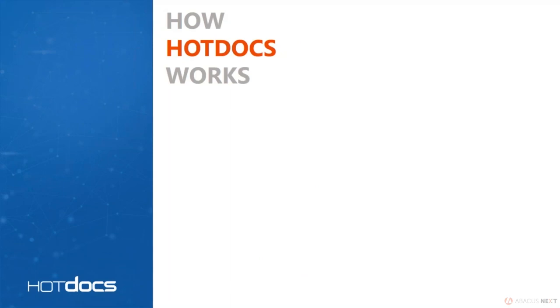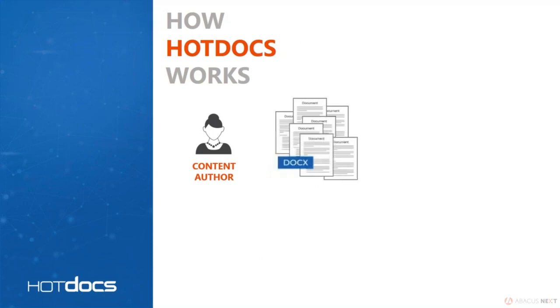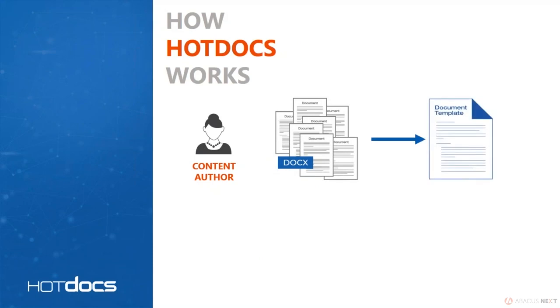The way HotDocs does this is a two-stage process that begins with the content author. HotDocs needs content in order to do useful things, and that content is typically in Word format. We take that Word document in its native format and we convert it into a HotDocs template, which is also itself a Word document. So we can retain 100% of the fidelity of the source document and use all of the Word features that make your documents.